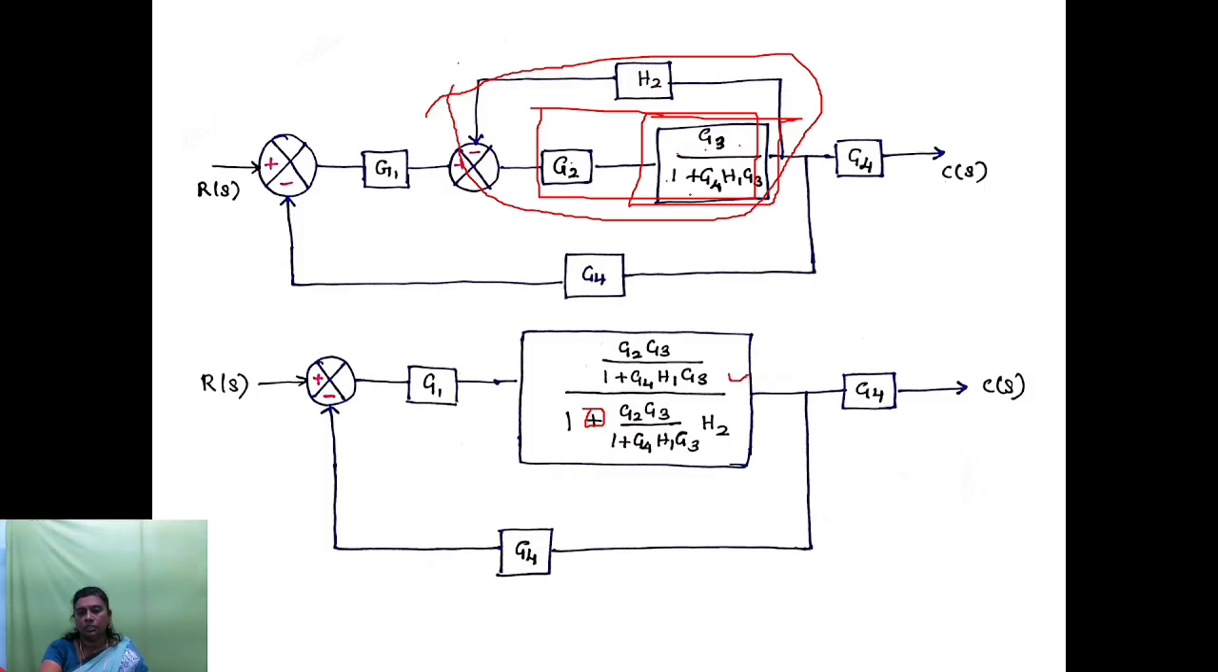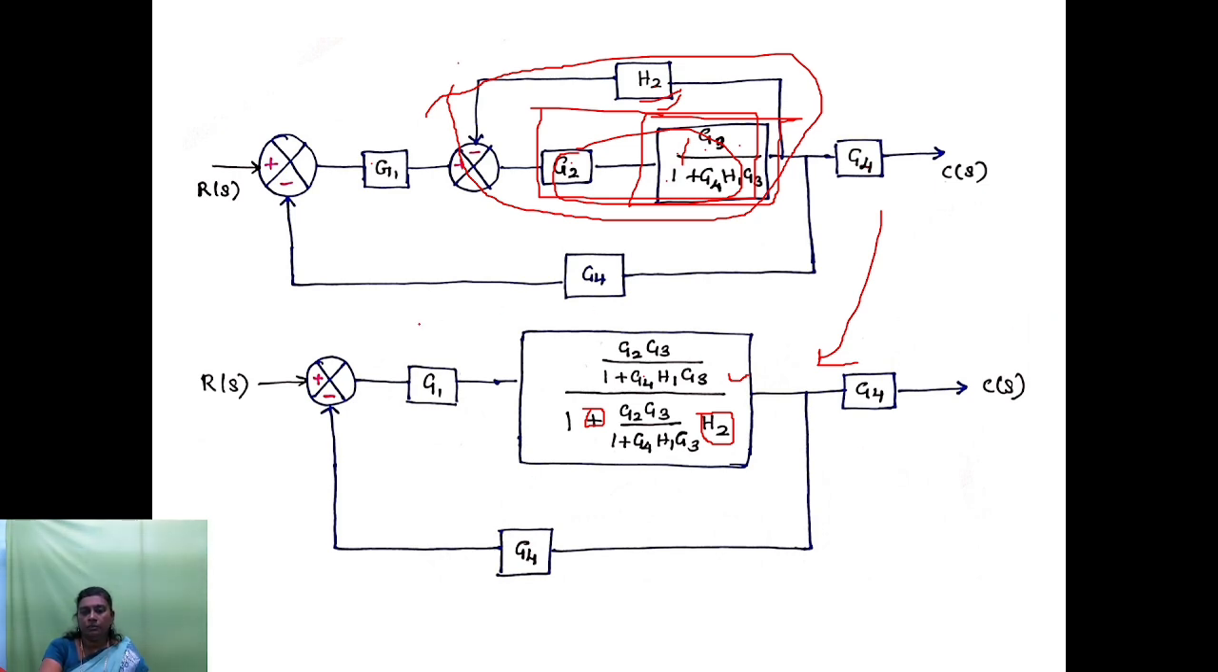So this whole function is taken as G of s. So G of s divided by 1 plus G of s H of s. Instead of H of s, here we are having H2. So in the place of H we have to put H2. So this block is reduced like this, and the remaining blocks are the same as that of the previous one.